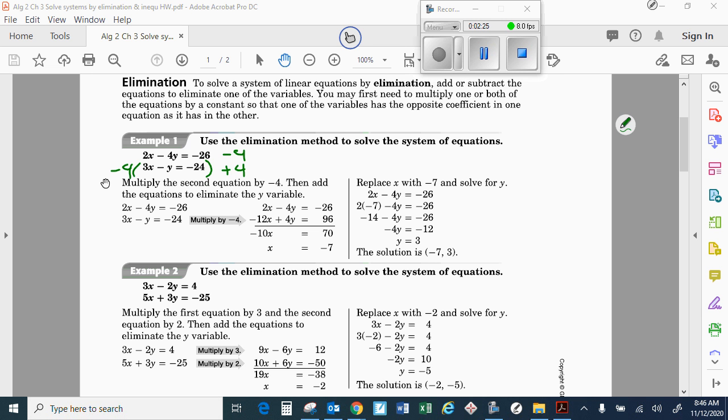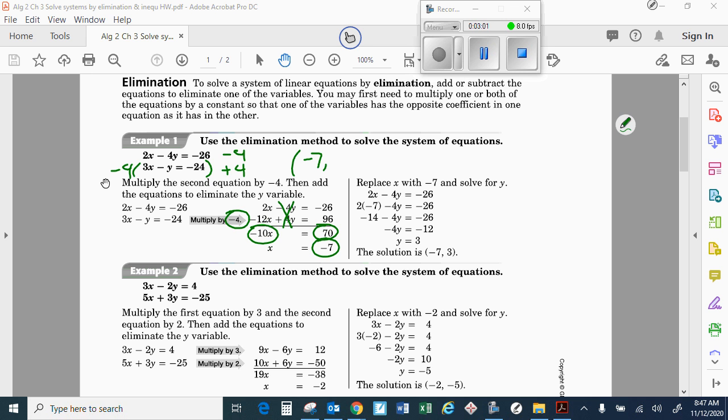And they went ahead and did the exact same thing right here. See, they multiply by negative 4. Okay, and so you get negative 12 plus 2 is negative 10x. Obviously, negative 4y plus 4y is 0. And I have negative 4 times negative 24 is 96, minus the 26 is 70, as you see right here. Last step, divide each side by negative 10. 70 divided by negative 10 is negative 7. So x is negative 7.